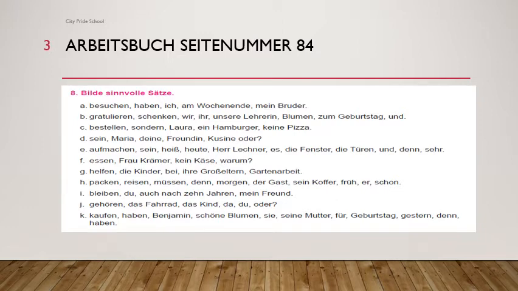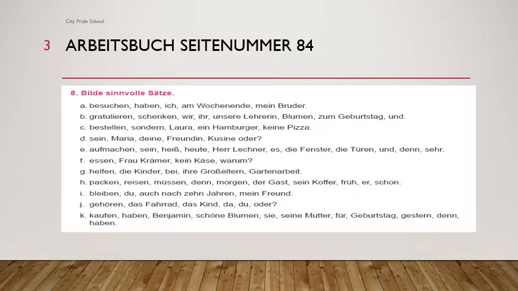B. Gratulieren means to greet. Schenken is to gift. Wir, ihr, unsere Lehrerin. Now here also gratulieren and schenken both are dative verbs. So you have to consider wherever you are going to require dative. Blumen is flowers. Zum Geburtstag is on birthday. Und means and. Bestellen. Bestellen is an accusative verb. Always remember the verbs which start with be are always accusative. Bestellen is to order. Sondern is rather. Laura. Ein Hamburger, that we should also need to convert into accusative. Keine Pizza, no pizza.